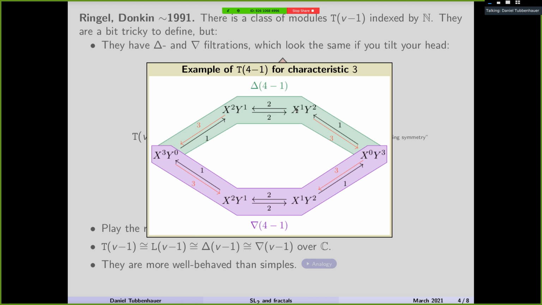Right? So let me say it again. So here is the delta module. It's a nice circle. Here is the nabla module. And the only difference between delta and nabla is the reversion of the arrows. And in characteristic 3, the red arrows are 0. So you see here a submodule and here a quotient for the delta module, and for the nabla module it's vice versa. And tilting modules, again, have this kind of tilting symmetry. You tilt your hat and they look exactly the same.